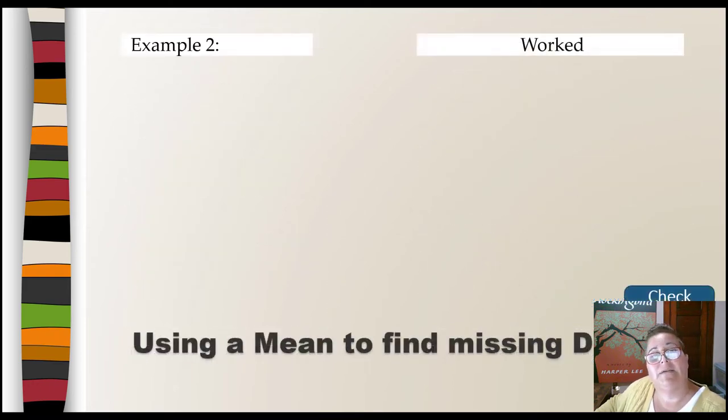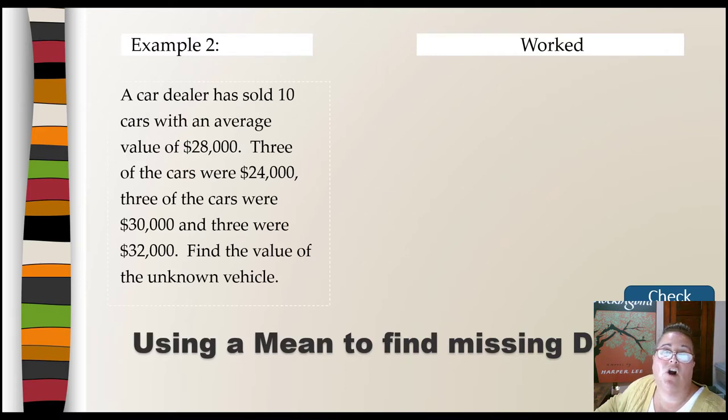I have a second example that is similar. We have a car dealer who sold 10 cars, and he knows the average value of those cars is $28,000. 3 of the cars he sold for $24,000. 3 of those cars were sold for $30,000, and 3 were sold for $32,000. We want to find the value of the unknown vehicle, because 3 and 3 and 3 is only 9, which means we have the value of 1 vehicle missing.